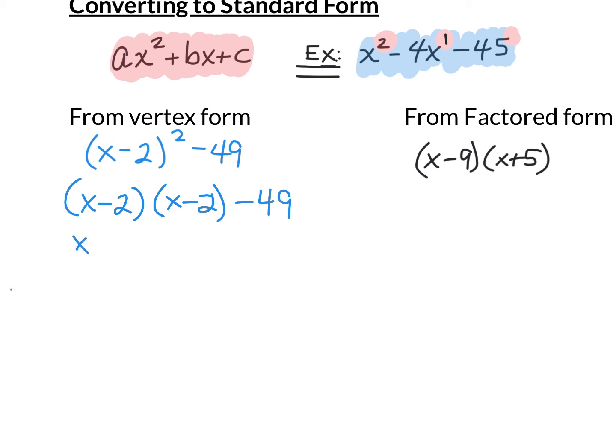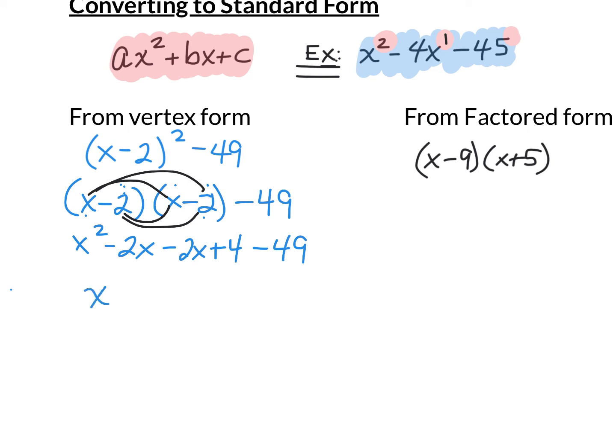X times x gets me x squared. X times negative 2 gets me negative 2x. Negative 2 times x is negative 2x, and negative 2 times negative 2 is 4. And then we still have that minus 49 on the end. Just so you saw it, I'm distributing every term in the first parenthesis times every term in the second. And now I'm going to combine like terms to finish up and end up in standard form.